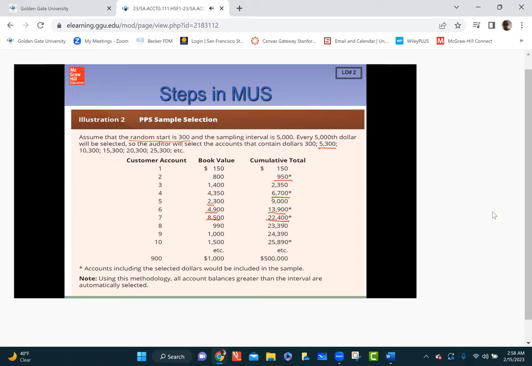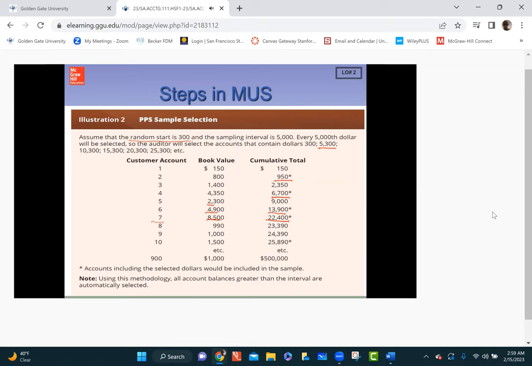Now, a couple of important observations here. We knew that number seven was going to be selected, because if I'm looking for every $5,000 and this person is bigger than an interval, then they have to contain that $5,000. So I knew in advance that individual, number seven, would be selected. When I add that person in, that brings me up to 22,400. So this account contains both my $10,300 and my $15,300 and my $25,300. Say that 10 times fast. It has both my $15,300 and my what?